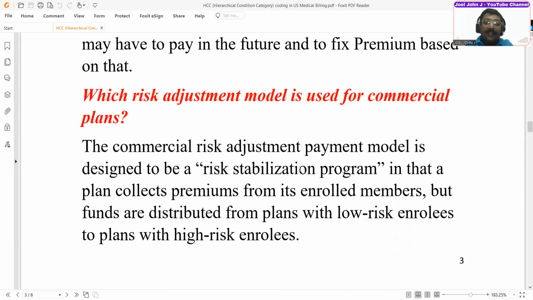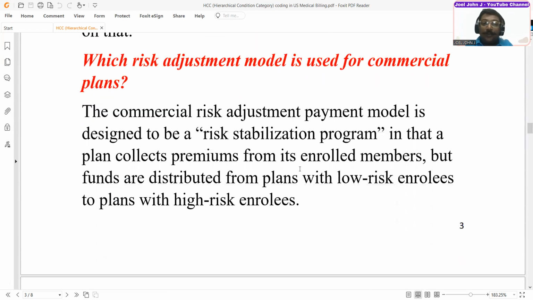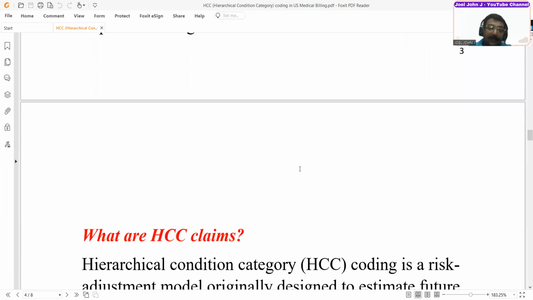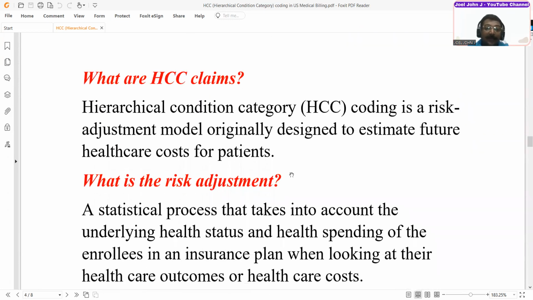Which risk adjustment model is used for commercial plans? The commercial risk adjustment payment model is designed to be a risk stabilization program. In that, a plan collects premiums from its enrolled members, but funds are distributed from plans with low-risk enrollees to plans with high-risk enrollees.